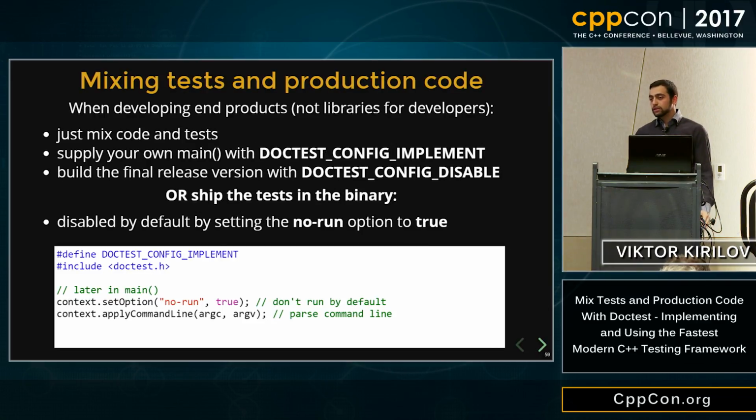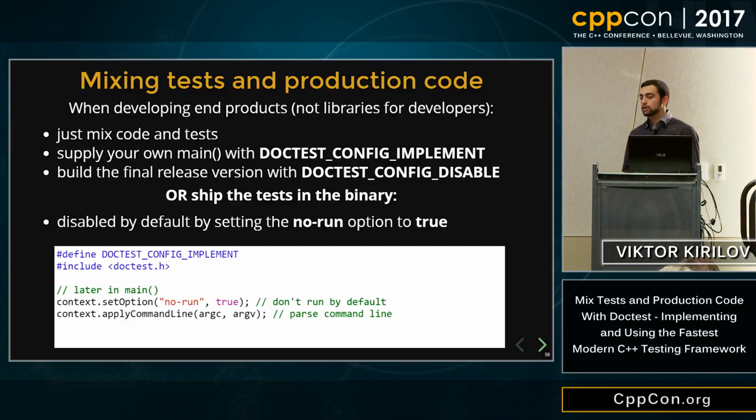So if you have been convinced that it's practical to include this framework in your production code and just mix production code and tests, you have several options. If you're writing an end product for users, not for developers, you can just mix the code and tests, and then when you finally make the final build, you can define the disable identifier, and there are no tests in the binary anymore. You can also not remove the tests, but disable them by default by setting the no-run option to true. That way the user will still have the tests in his binary.